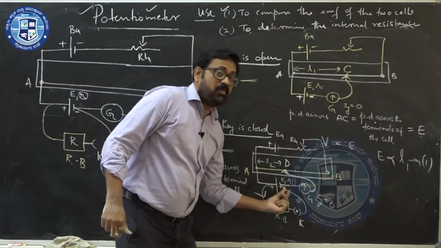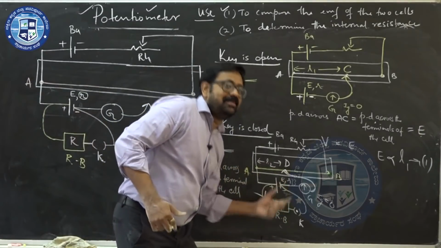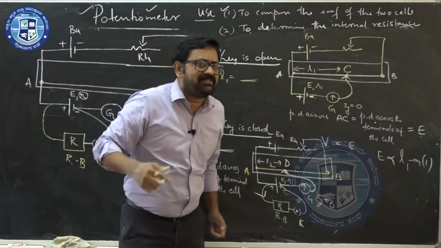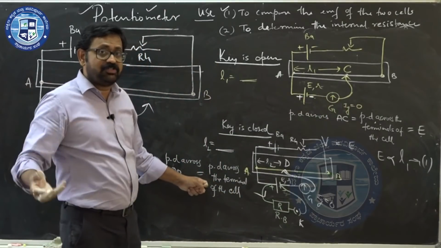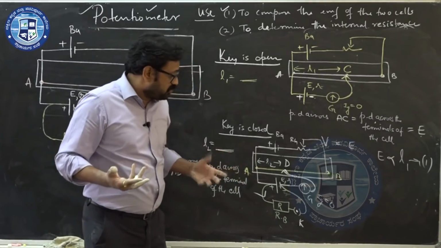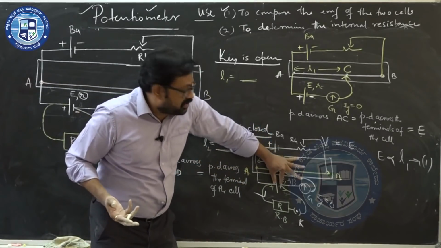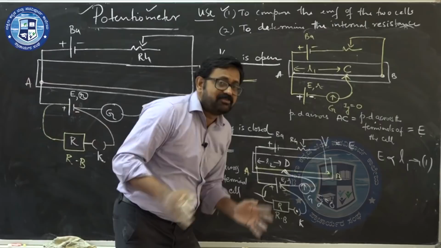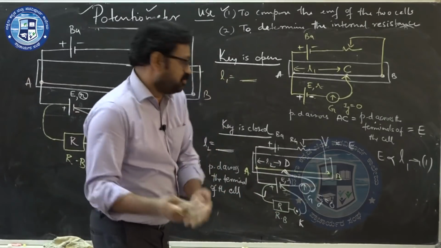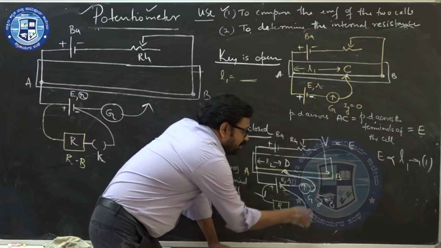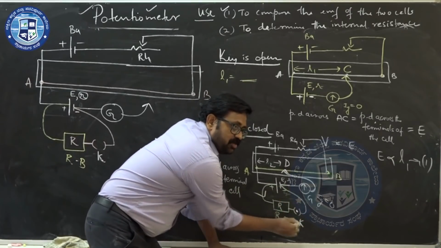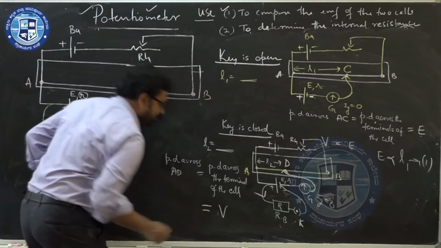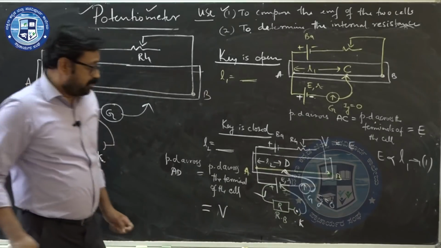This is the only case in all our discussion where the cell is in closed circuit. Till now everywhere the cell was in open circuit, but here the cell is in closed circuit. Even though the potential difference across AD is equal to the potential difference across the terminals of the cell, that is not equal to the EMF, because the current is drawn from the cell by this part of the circuit, the resistance box with the key closed. It will be equal to V only.